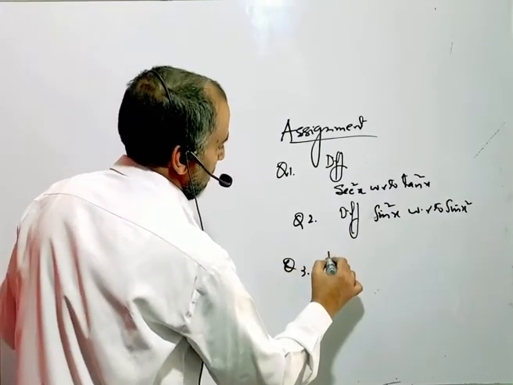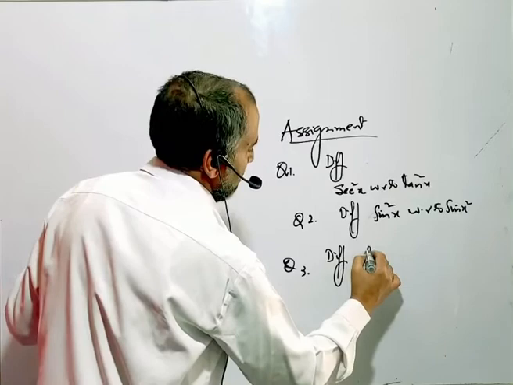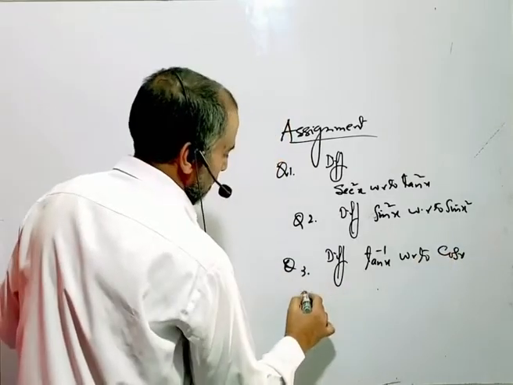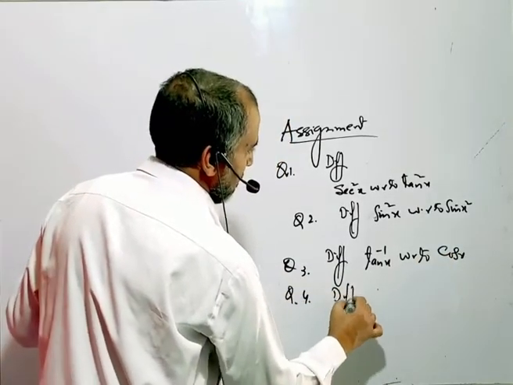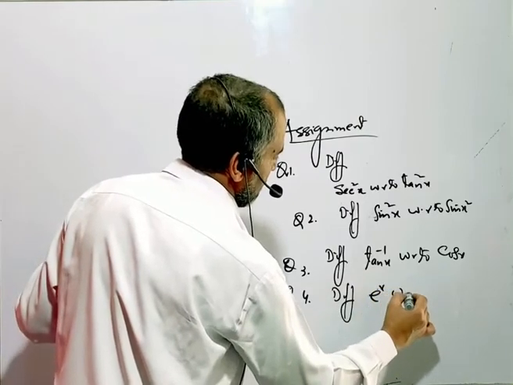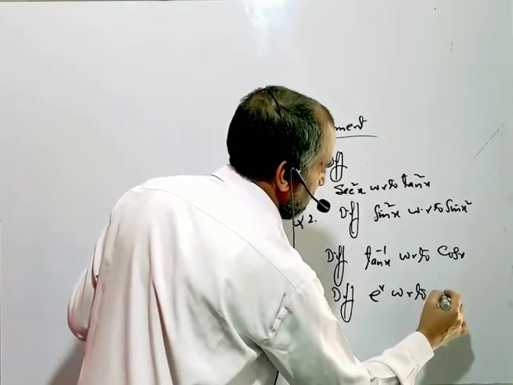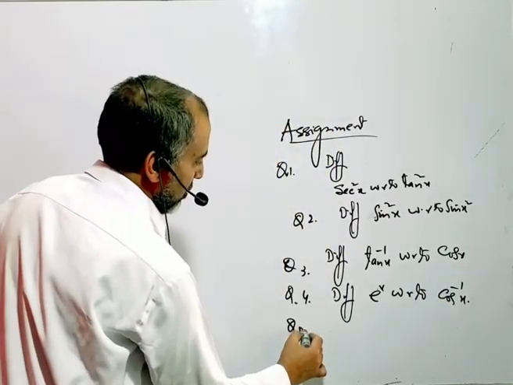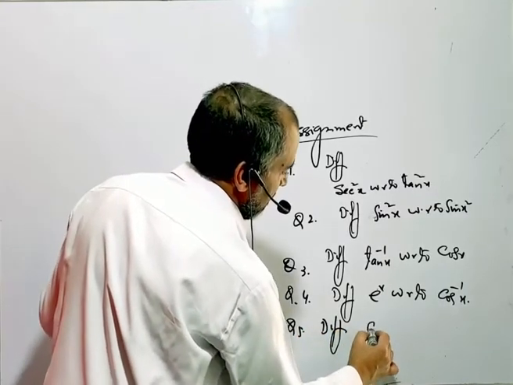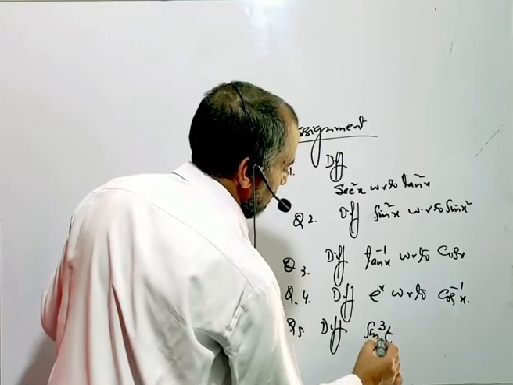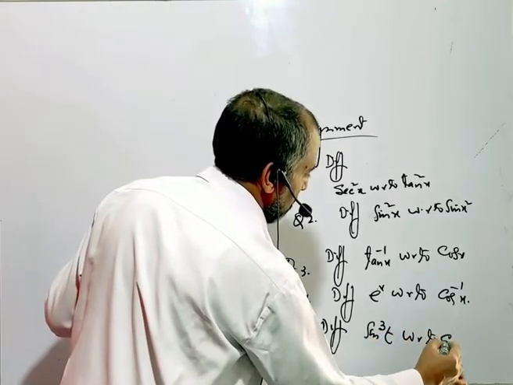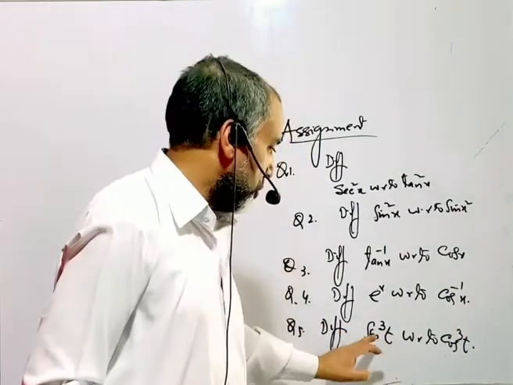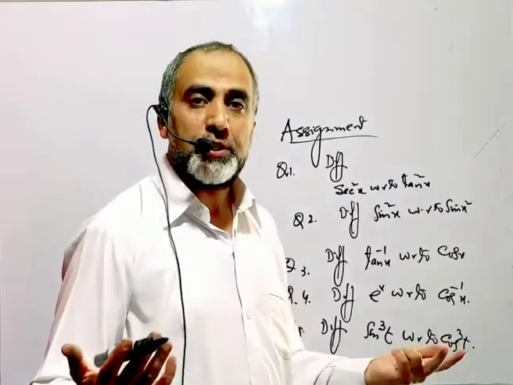Third, differentiate tangent inverse x with respect to cos of x. Fourth, differentiate e raised power x with respect to cos inverse x. One more, differentiate sin cube t with respect to cos cube t. यहाँ पे आप पैरामीटर t लेंगे, you will put this as u and this as v. Finally you will get du by dv.